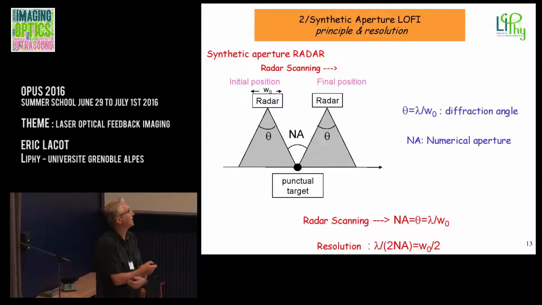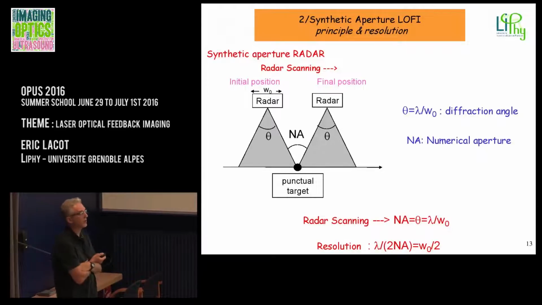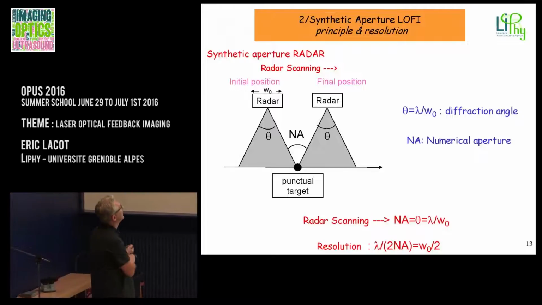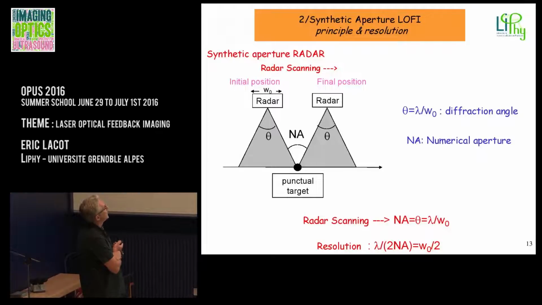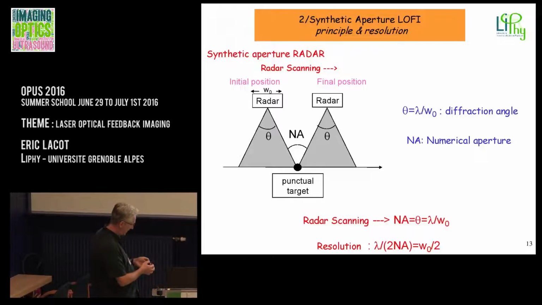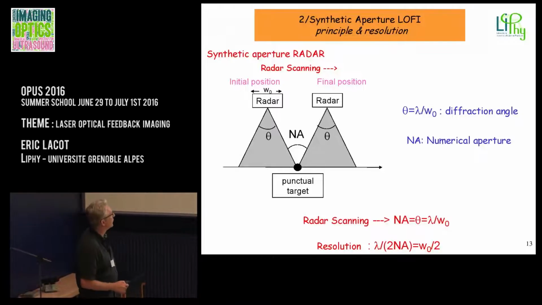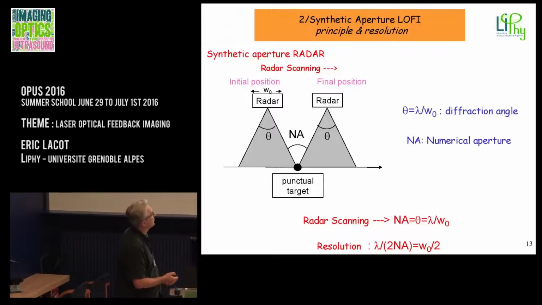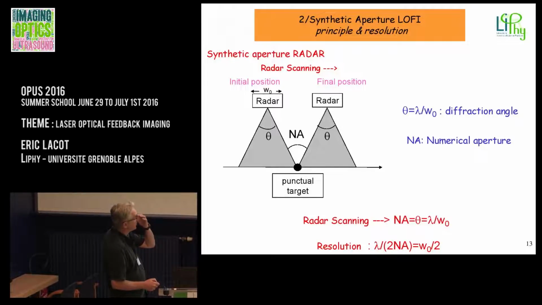So now I would like to explain briefly how it is possible to extract a synthetic aperture image from the LOFI signal. And to begin, I need to recall briefly what the synthetic aperture process is, which principally comes from the radar domain. So in the radar domain, we define the radar initial position as the position where a punctual target enters into the diffraction spot. And the diffraction spot is characterized by this diffraction angle, which is given by the ratio between the wavelength and the size of the radar source.